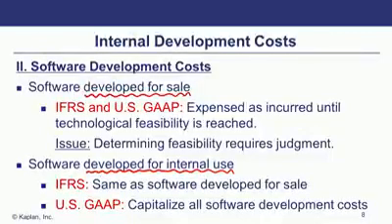IFRS says exactly the same as for software developed for sale, so it doesn't make any distinction. Any software costs in establishing technological feasibility you expense. After that has been established, we may capitalize. Whereas US GAAP, notice, for software developed for sale, says expense until technological feasibility is established, capitalize thereafter. But for internal use, it says we can capitalize the entire amount of software development costs, including the costs involved in establishing technological feasibility.